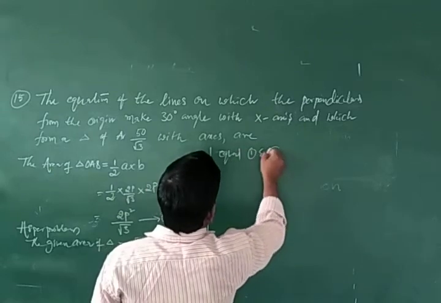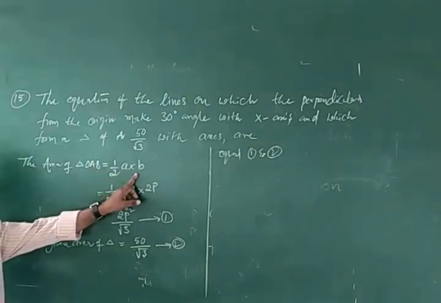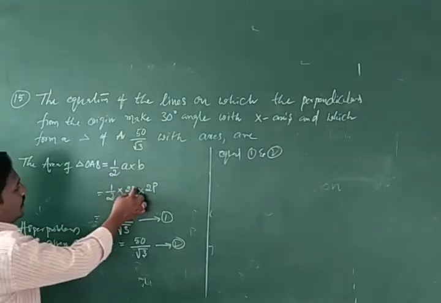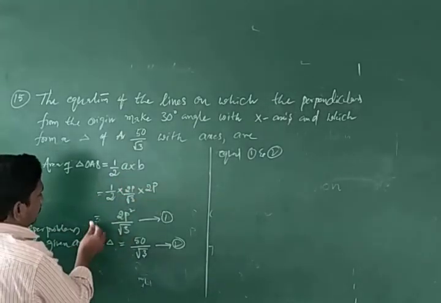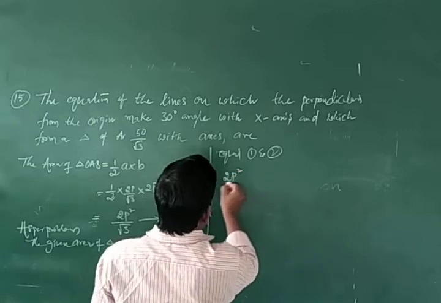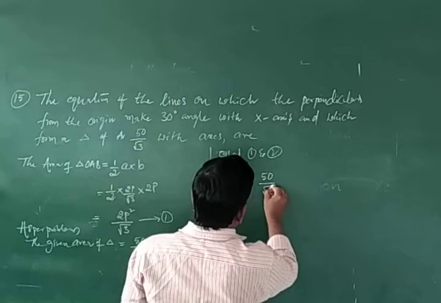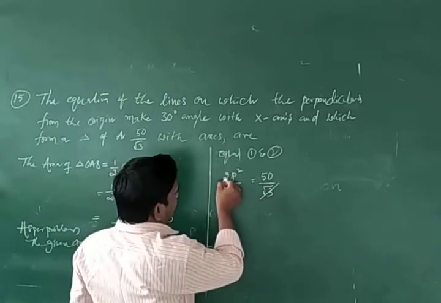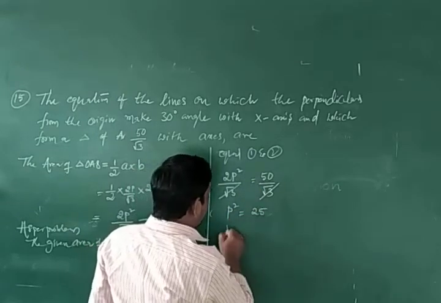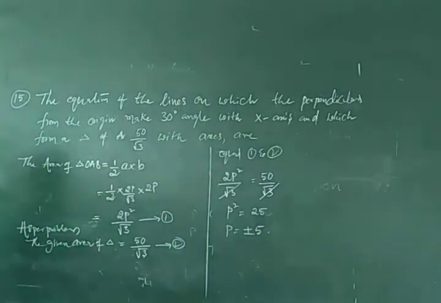Okay. So equate 1 and 2. The area of the triangle is half of base into height according to the problem. So we got a, 2p by root 3, into b value 2p. So this is 2p square by root 3. Okay, and 2p square by root 3 equal to 50 by root 3. Root 3 both are cancelled, and 2 cancelling 5 twos. Then p square equal to 25, then p equal to plus or minus 5.